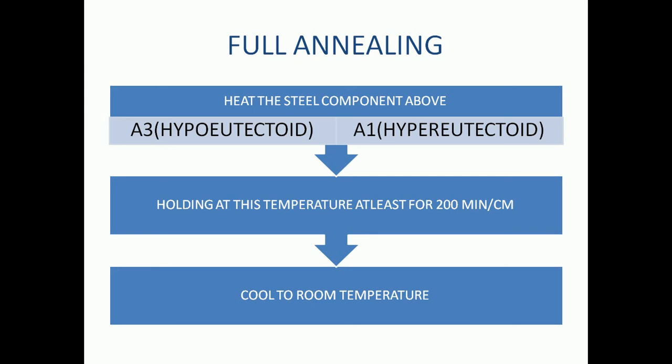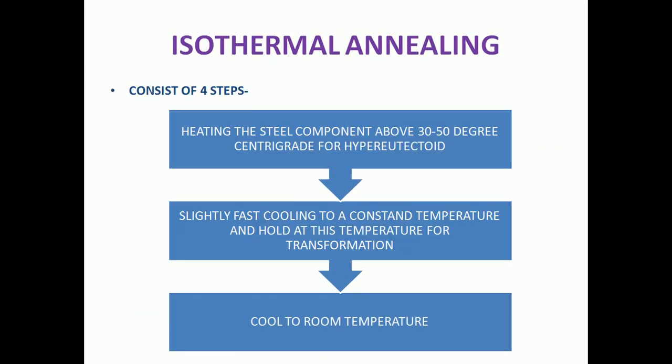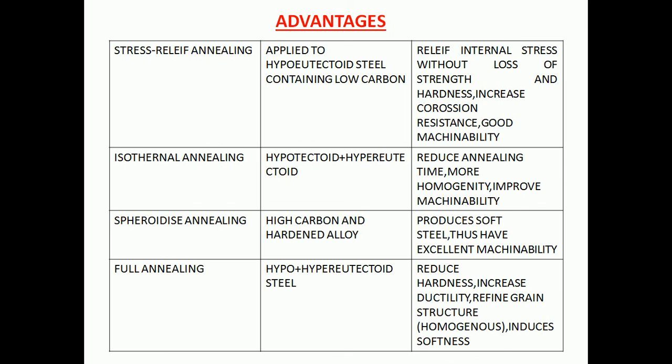Now we have discussed all these types. Now we are going to discuss the advantages of all these processes. You have known that stress relief annealing is applied to hypoeutectoid steel containing low carbon. It relieves internal stresses without any loss of strength and hardness. It increases the corrosion resistance and gives good machinability.